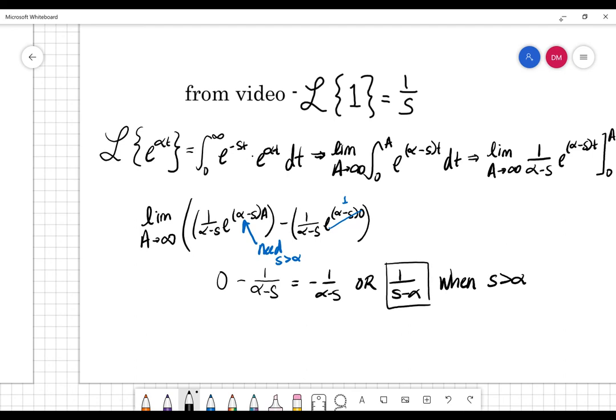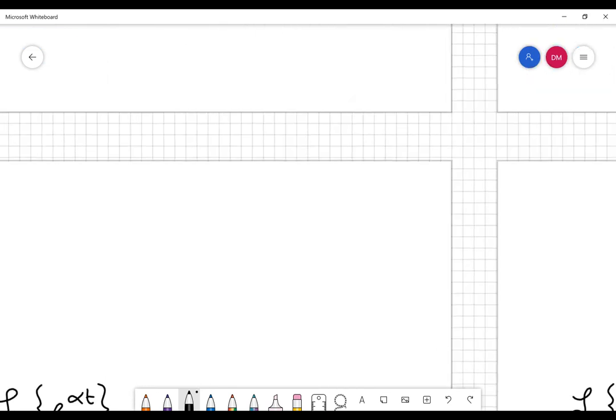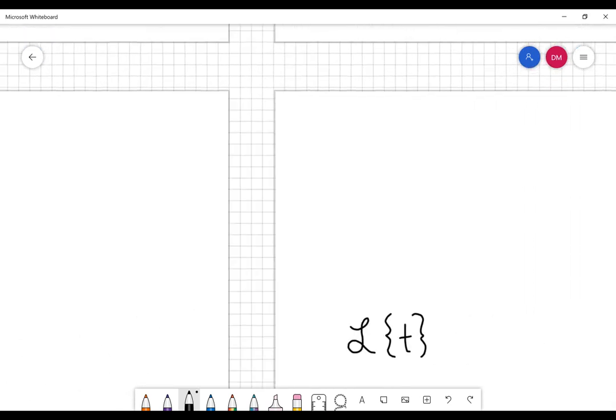So this is our Laplace transform for e to the alpha t, is that we get 1 over s minus alpha. Notice how this goes from a function of t to a function of s. And so that's our first Laplace transform. We're going to do the next one. That was that one right there.